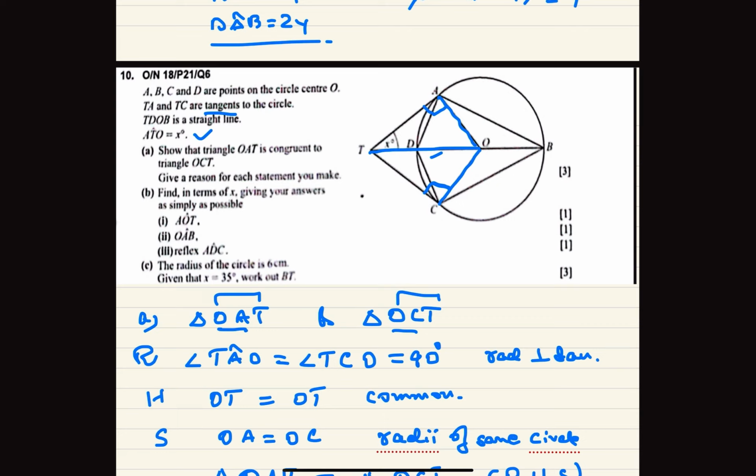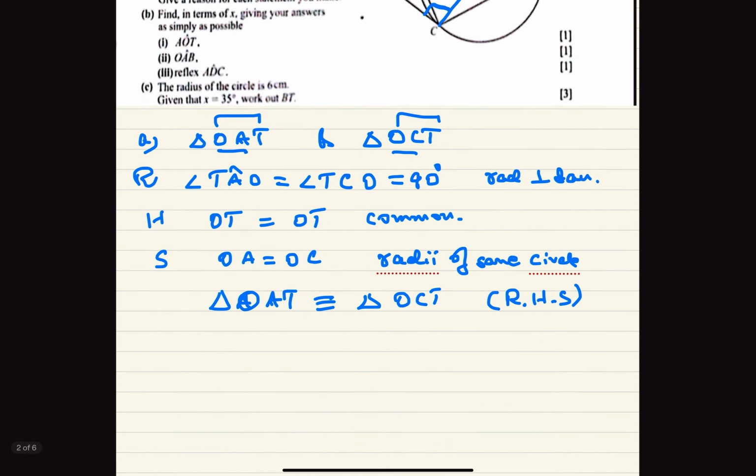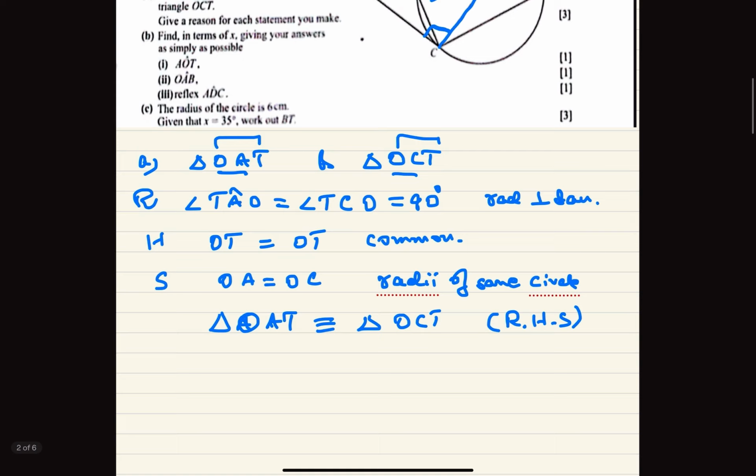AOT. Where is AOT? AOT is here. So if this is x, of course, AOT is 90 minus x, right? So let me change the color for part B. Angle AOT is 90 minus x. I do not need to give a reason for it because this is a 1 mark question.